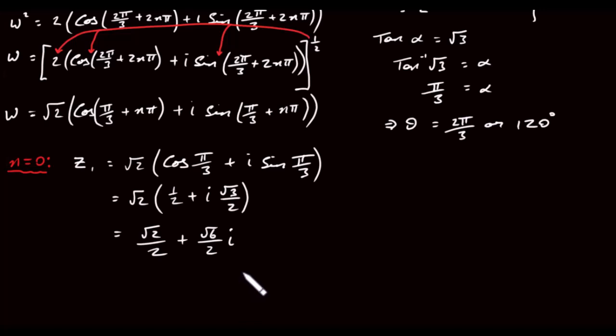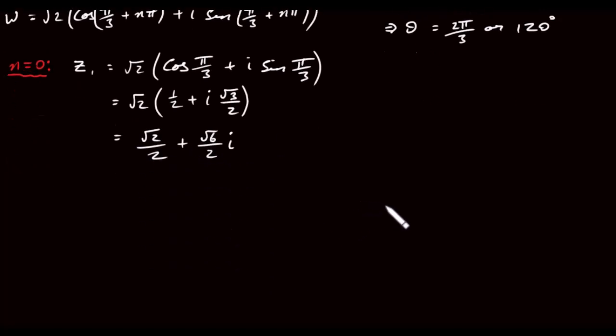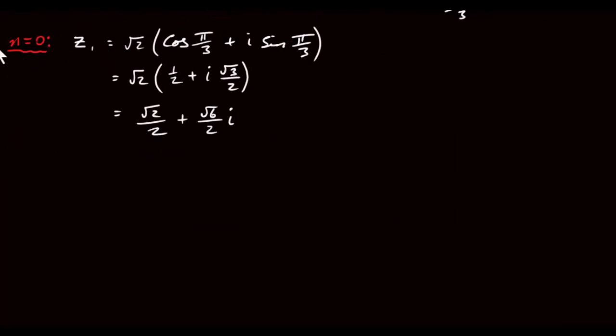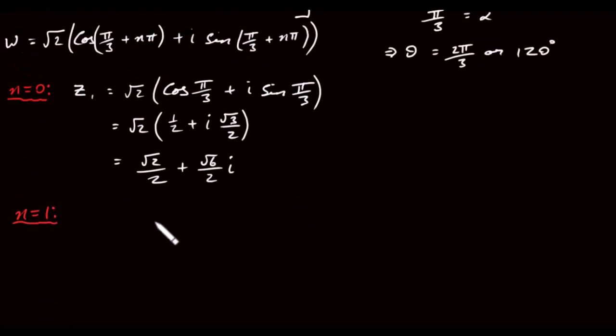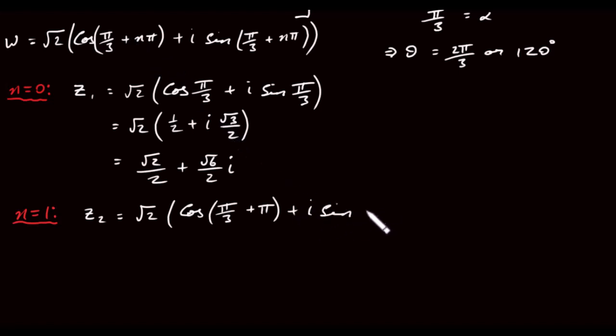So our second solution, because there are only two solutions, should be minus and minus here. It should be in the third quadrant, 180 degrees from that. So let's do that. We have n is equal to 1. So remember, we are using this here. This is what we're using. So we've got our second root here. Our second root is going to be square root of 2 times the cos of pi over 3 plus pi, because remember n here is 1 now, so plus I sine pi over 3 plus pi.